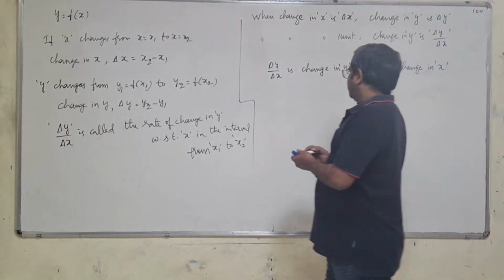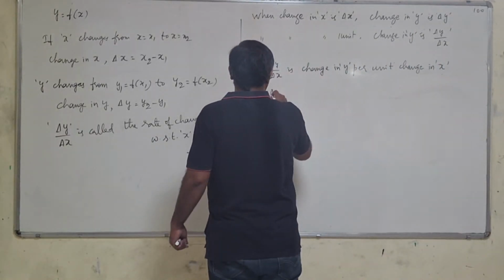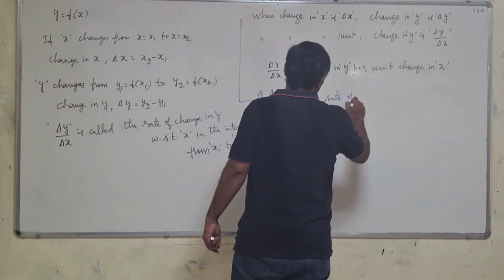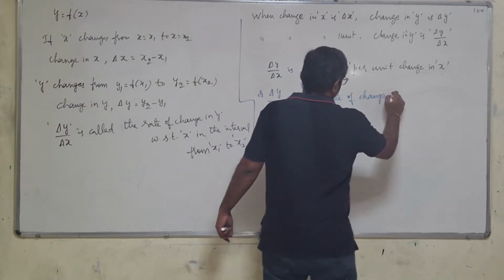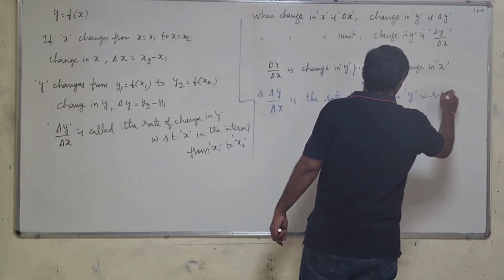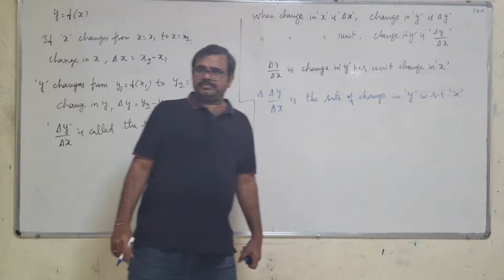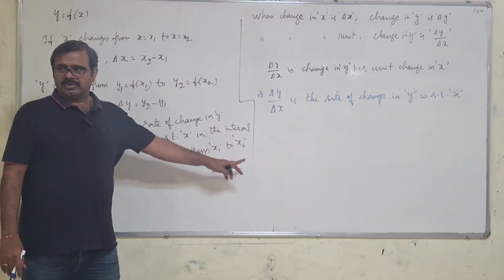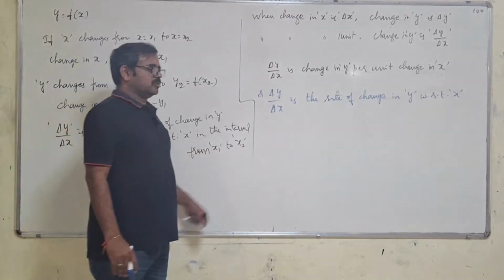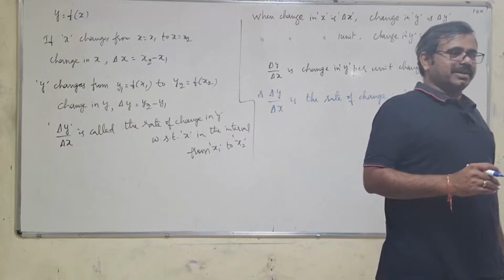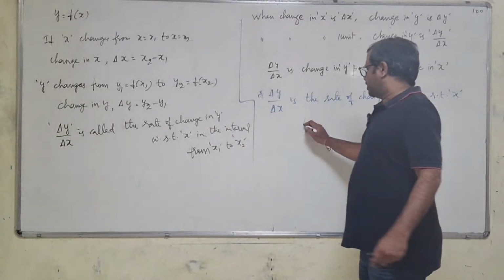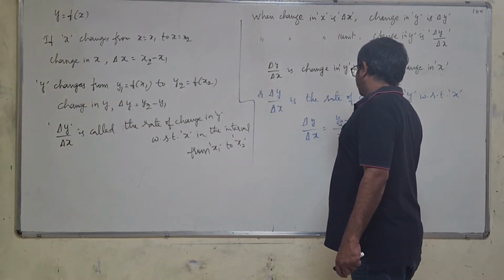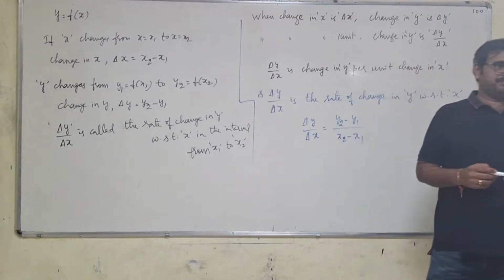Okay. So we can also say delta y by delta x is the rate of change in y with respect to x in the given interval of x. What is that? From x1 to x2. When x changes from x1 to x2, y changes from y1 to y2. The rate of change in y with respect to x in the given interval, delta y by delta x, is equal to y2 minus y1 by x2 minus x1.